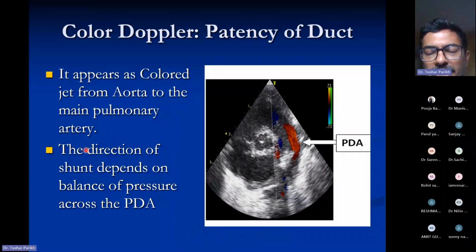Once you have located the PDA with the help of 2D echo, when you put on color Doppler, you will be able to see patency or blood flow across the PDA. It appears as a colored jet from the aorta into the main pulmonary artery, because the aortic pressure is higher than the main pulmonary artery most of the time, and therefore you will see a red colored jet of blood coming from the aorta into the main pulmonary artery.